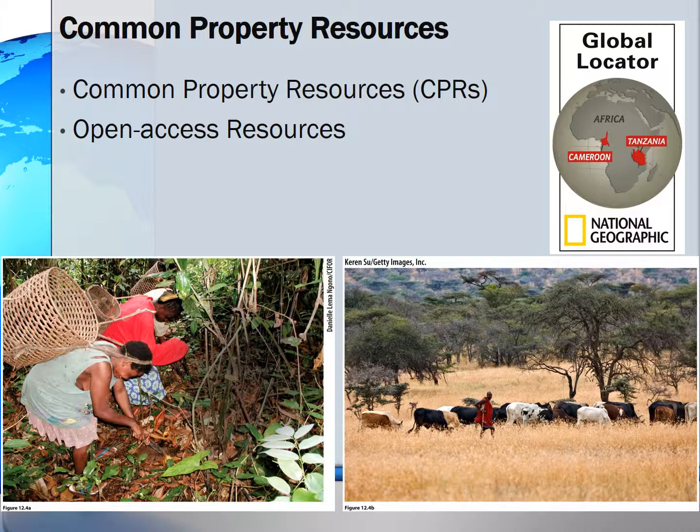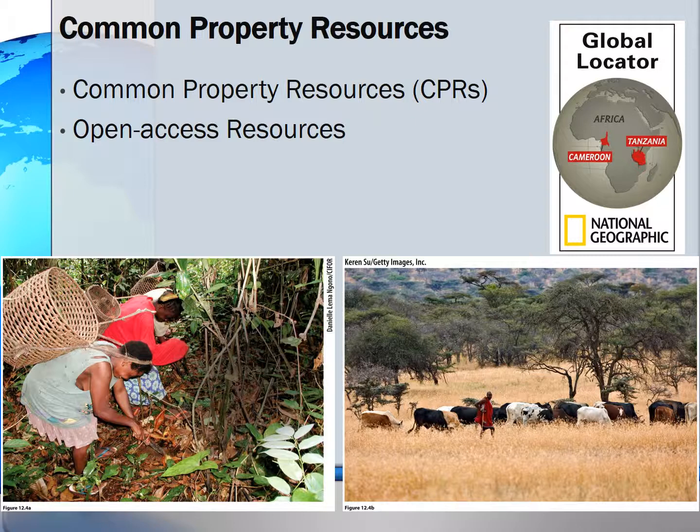The photo on the right shows a Maasai pastoralist in Tanzania. Historically, the Maasai have managed their pasture lands as common property resources. Since the 1980s, however, their pastures have been subdivided into individual ranches, in effect enclosing the commons.